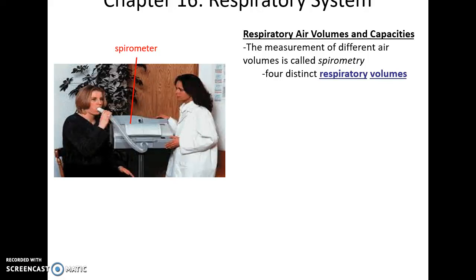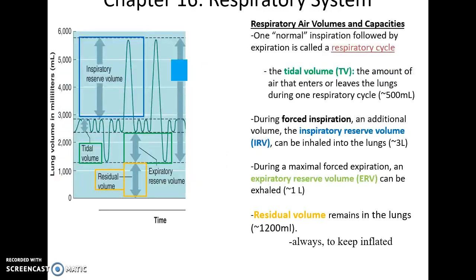Often a machine called a spirometer is used to determine these various respiratory volumes. So there are four main respiratory volumes. There is the tidal volume. The tidal volume is the amount of air you breathe in and out normally when you're in a relaxed state, just breathing in and out. That's the tidal volume.